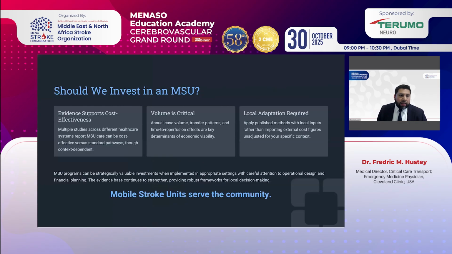And then lastly, should we invest in an MSU? We know that there's some evidence that supports cost effectiveness, but again, it's really important to look at your city and your community to see if an MSU would be cost effective. We know it's highly dependent on volume. The more patients we're able to treat, the higher that cost effectiveness ratio becomes. And then, of course, local adaptation. So it's important, again, to apply this evidence to your specific context.